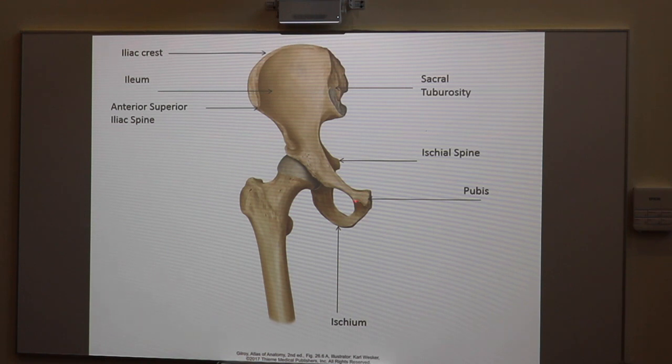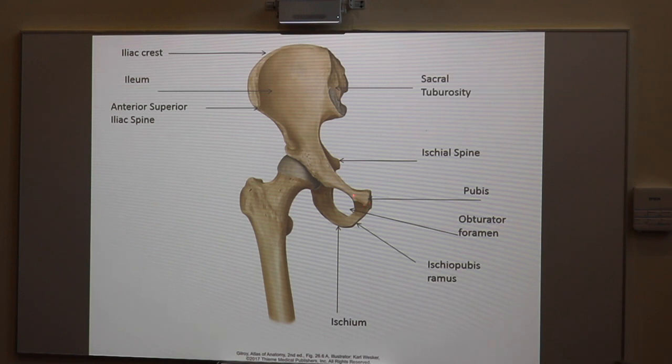This area which you see a hollow thing in between the pubic and the ischial bone is called the obturator foramen, and this obturator foramen in adult life is closed by a membrane which is called the obturator membrane. There are certain nerves and vessels which come out from here, which are the obturator nerve and vessels.